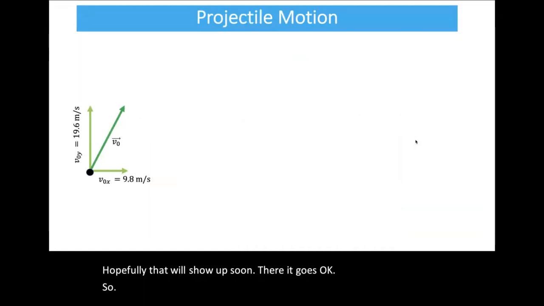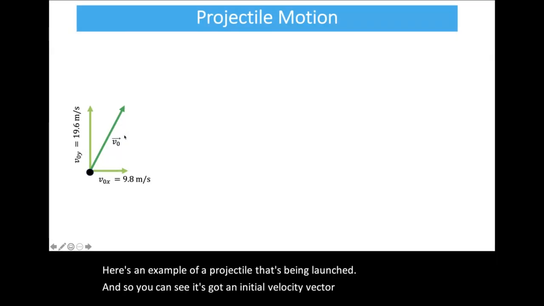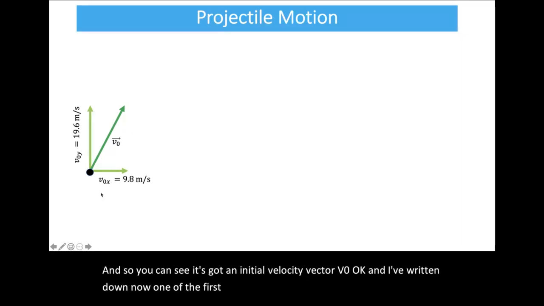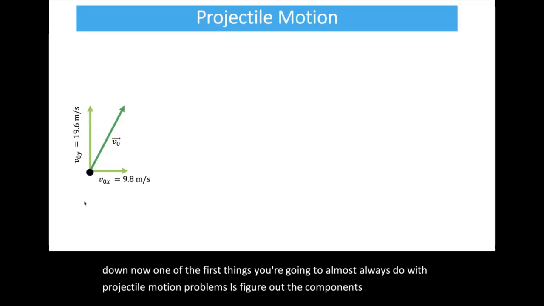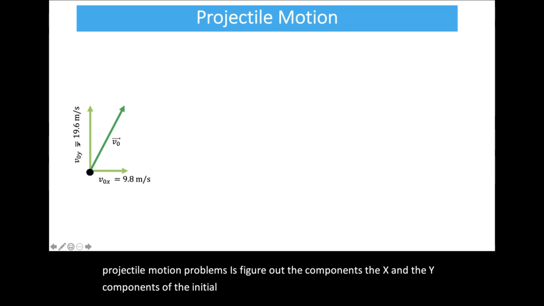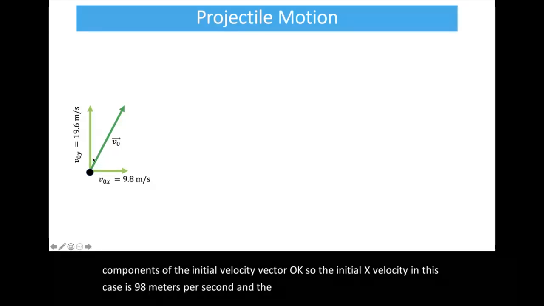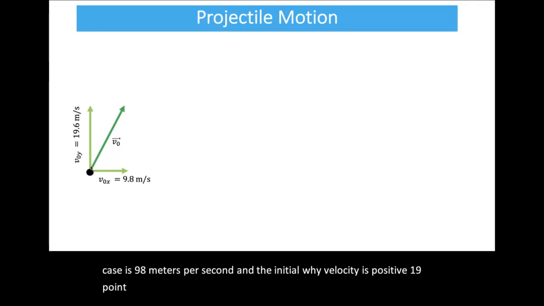So here's an example of a projectile that's being launched. You can see it's got an initial velocity vector v0. One of the first things you're going to almost always do with projectile motion problems is figure out the x and y components of the initial velocity vector. The initial x velocity in this case is 9.8 meters per second, and the initial y velocity is positive 19.6 meters per second, so it's launched upwards and to the right.